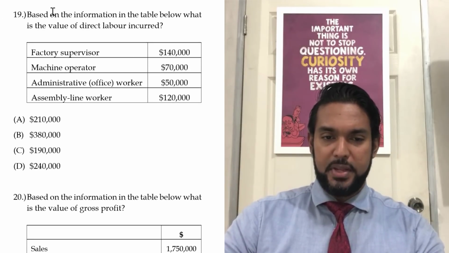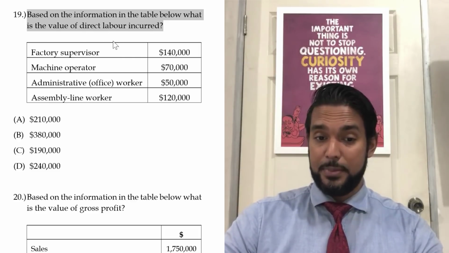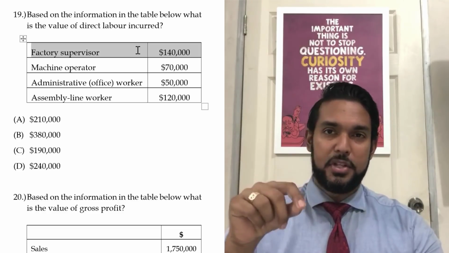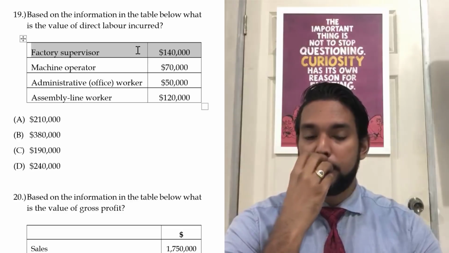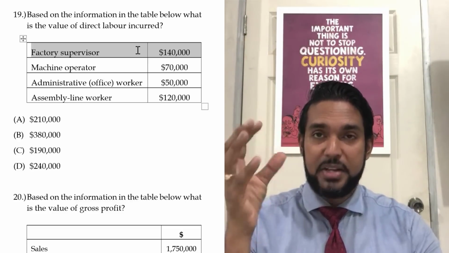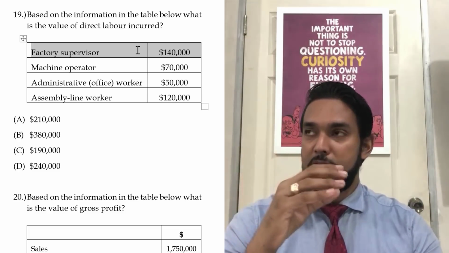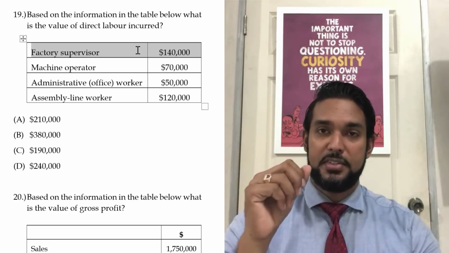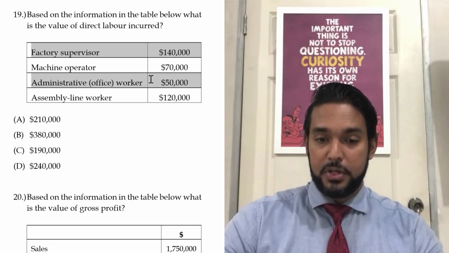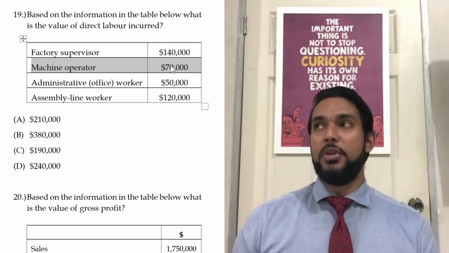Based on the information in the table below, what is the value of direct labor incurred? Direct labor, so factory supervisors, indirect. I used to have trouble wrapping my mind around this when I was back in Form 5. The factory supervisor does not actually work on the assembly line manufacturing or making goods. He or she supervises. They set up schedules, they do paperwork, that kind of stuff, which is usually not directly involved in production. The admin or office worker, once again, admin work, not production work. A machine operator is somebody who literally operates a machine.